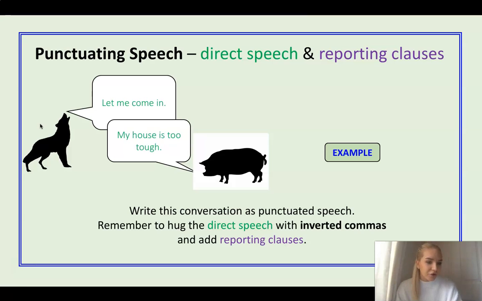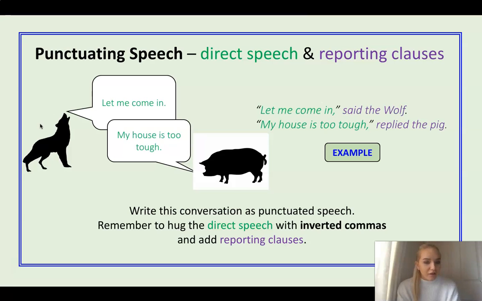Okay, so how did you get on? Let's see if you've got something similar to what I've got. So first of all, I have the direct speech, let me come in. So I've hugged that in my inverted commas. You'll also note that I've got a comma at the end of my direct speech here too, and we're going to be learning about why there needs to be some sort of punctuation after the direct speech in a moment.